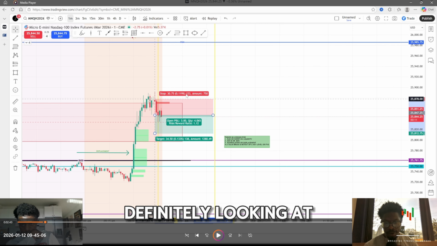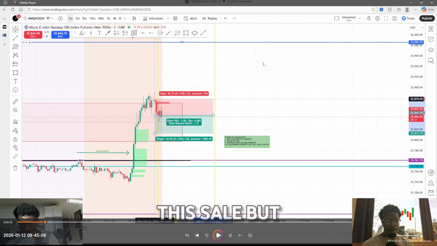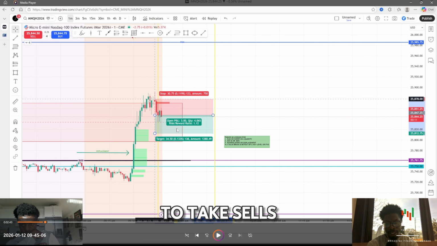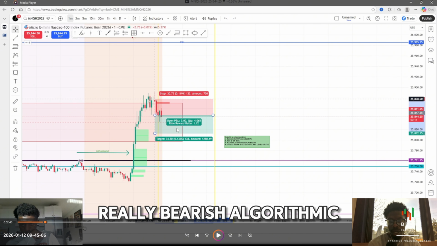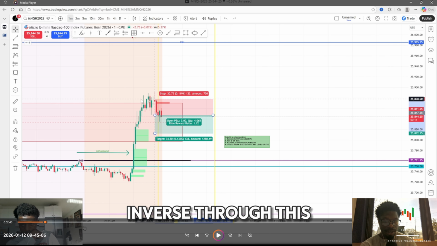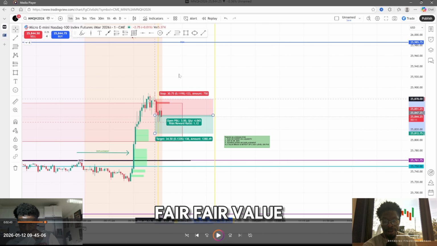So I was definitely looking at this sell, but last week I learned about going counter trend. I don't want to take sells against all of this bullish momentum right now unless I get really, really bearish algorithmic signatures, right? So we've already inversed through this bearish hourly fair value gap, but as we can see, as the macro gets started, this 9:45 candle is basically like a pin bar, or just like a doji. It's a candle showing indecision. But we do have some bearish displacement with a bearish fair value gap.